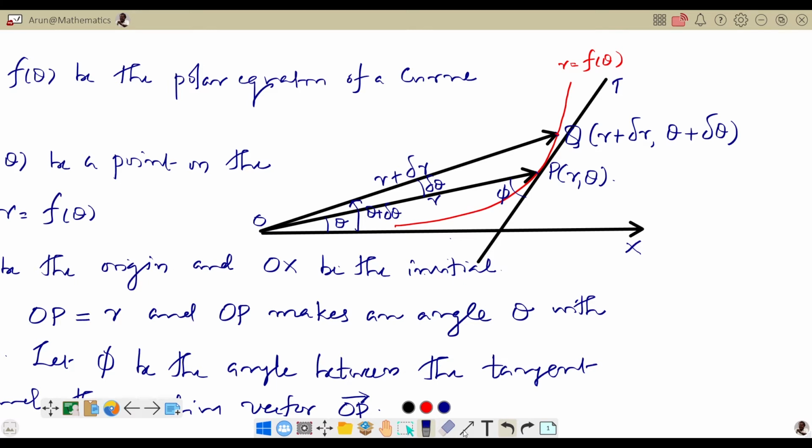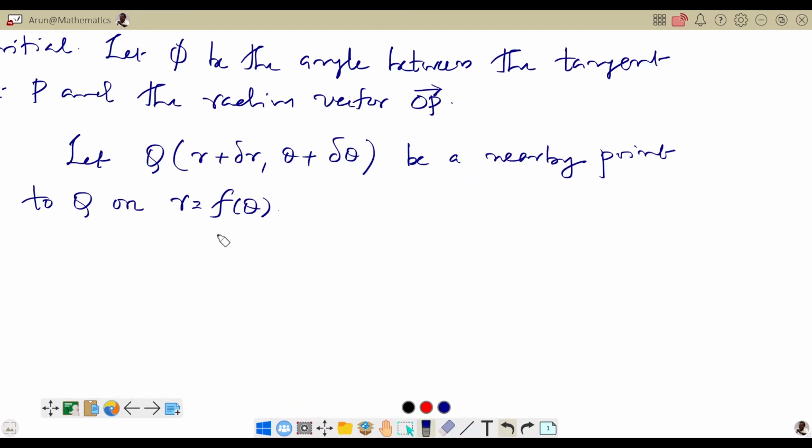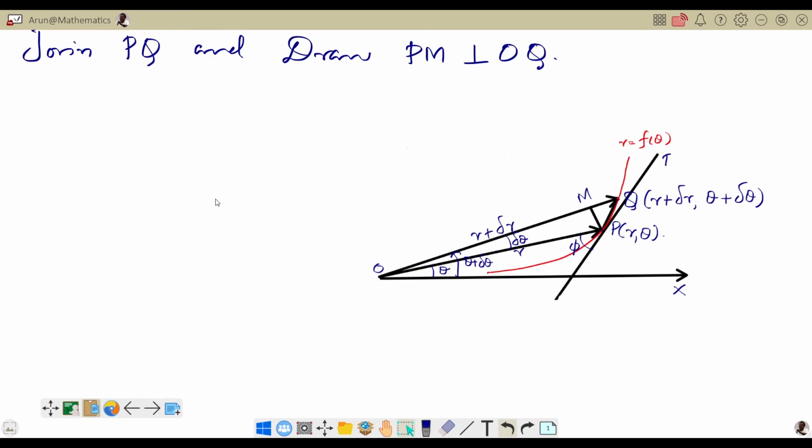Now we join PQ. This is PQ, and drop a perpendicular PM onto OQ. You draw this. So join PQ and draw PM perpendicular to OQ. So this is the situation.